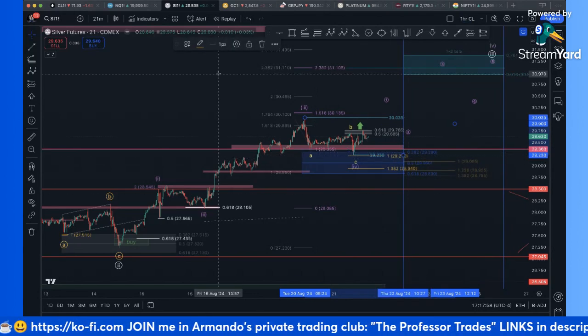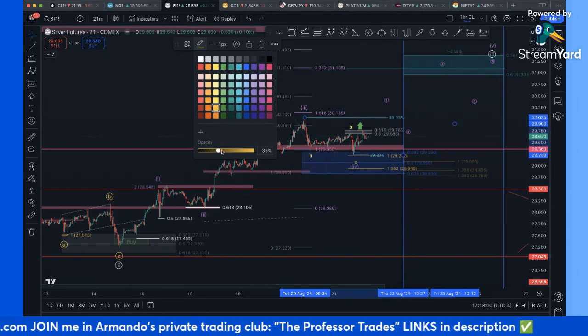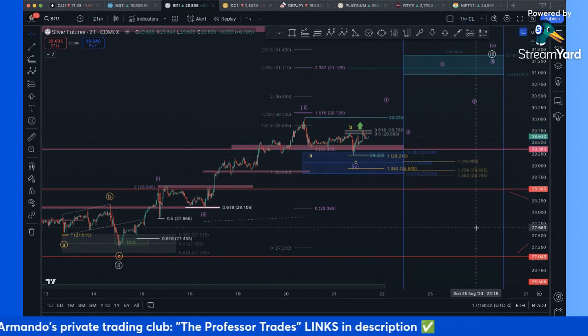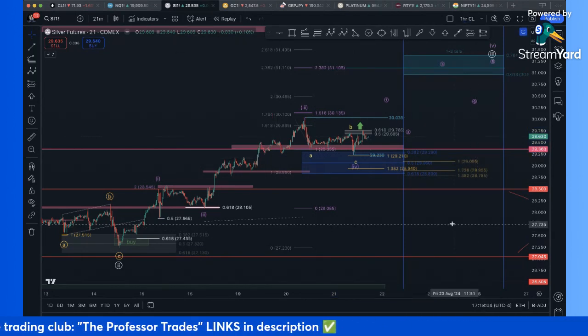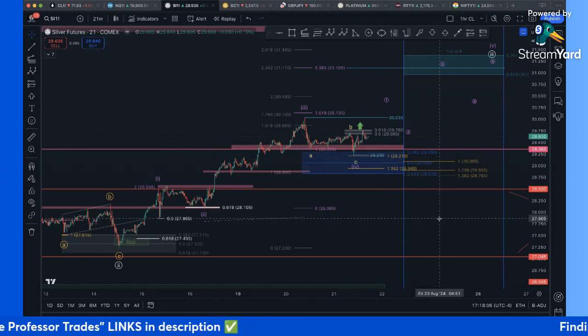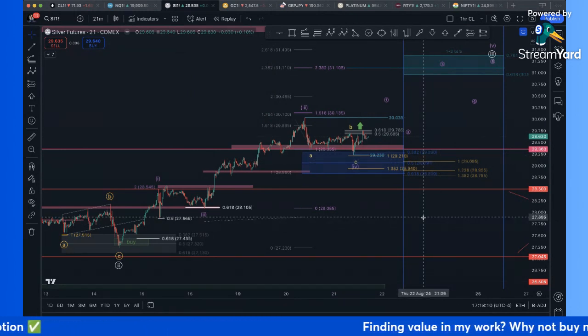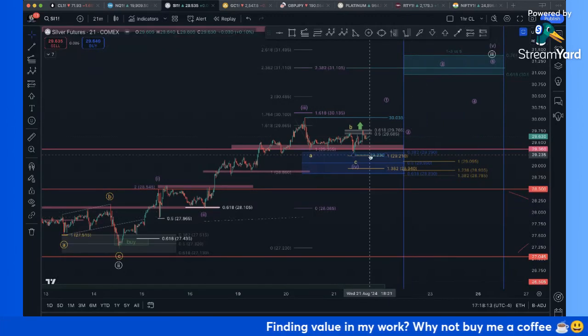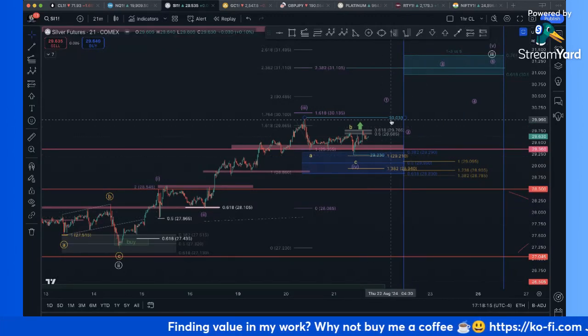Now, I don't want to talk too much because the fibs are just what they are. So I try to remain objective and I try to remain detached from my trade. It's very difficult to do that. But these are just the parameters, okay? So if it can't get above 30.35, here's your nano parameters.